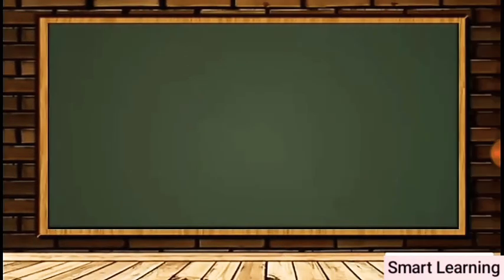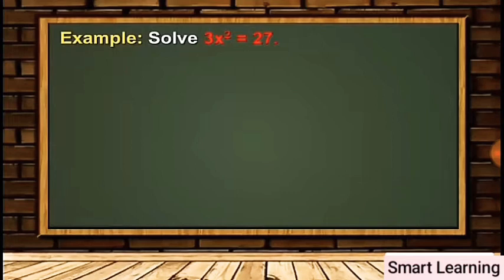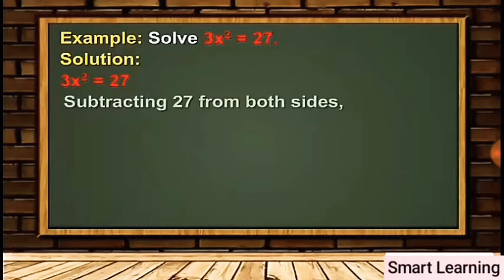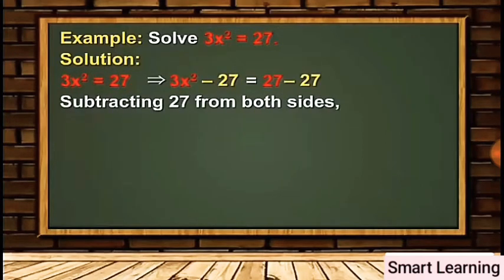Let us find the solution of a quadratic equation by factorization using algebraic identities. Suppose we wish to solve 3x squared is equal to 27. We begin by writing this in the standard form of a quadratic equation by subtracting 27 from each side to give 3x squared minus 27 is equal to 0.